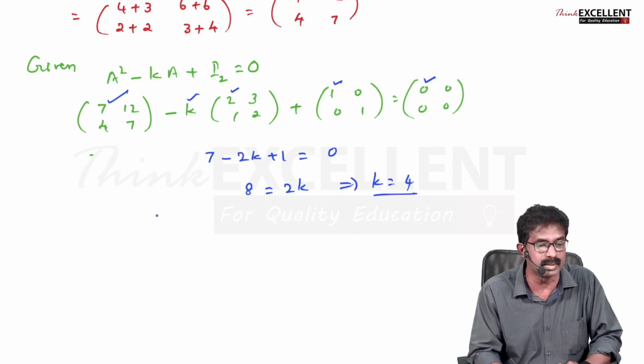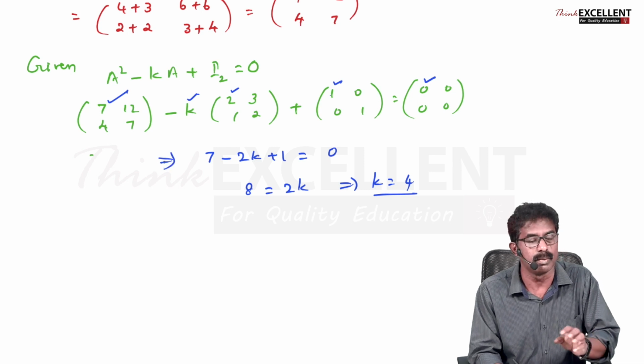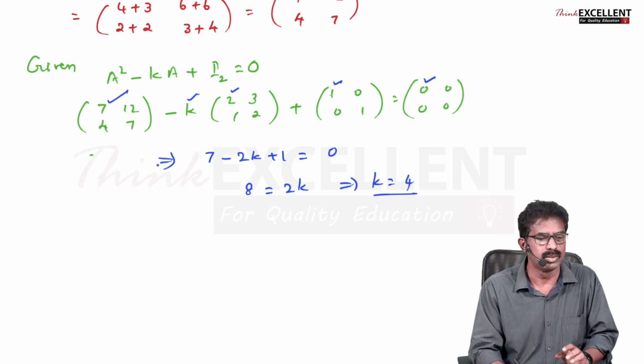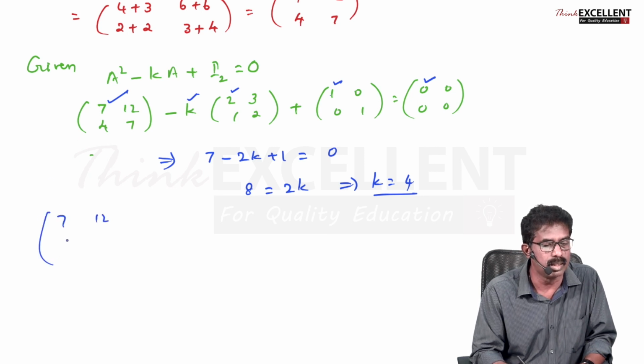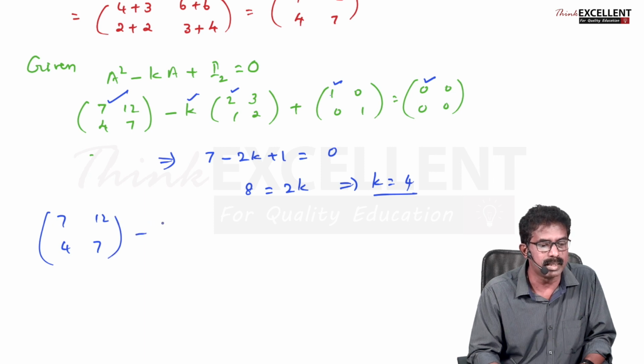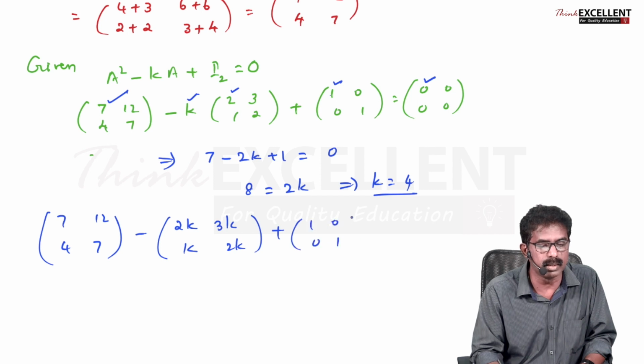That's all. But if you want to simplify, you can write it, nothing wrong. Even you can do it like this, just say implies. Because only k they asked, it is not compulsory to do fully. If you want to do it, you can. See what you do: 7, 12, 4, 7, you write as it is, minus, and by that k you multiply everything. What you get: 2k, 3k, 1k, 2k, plus 1, 0, 0, 1 equal to 0, 0, 0, 0.